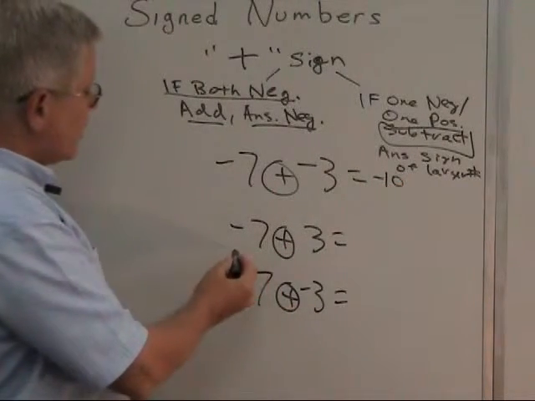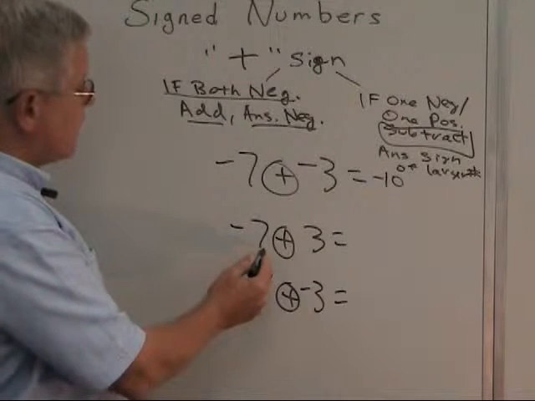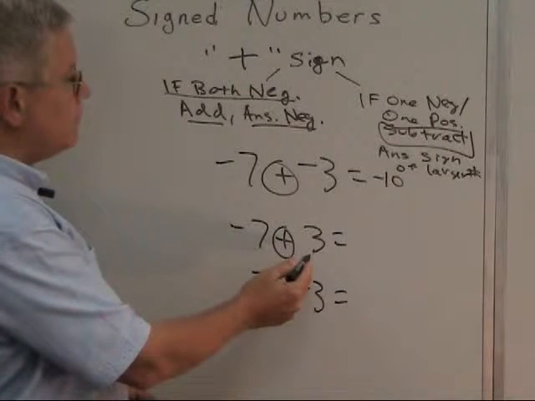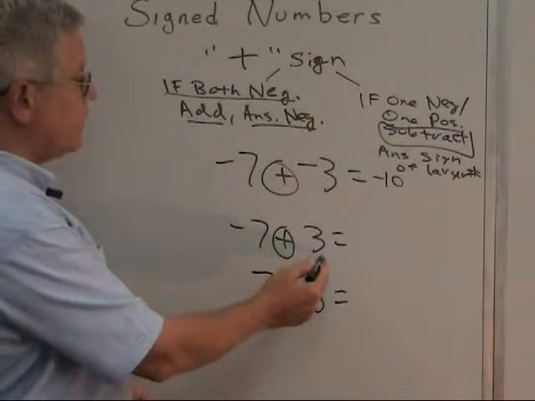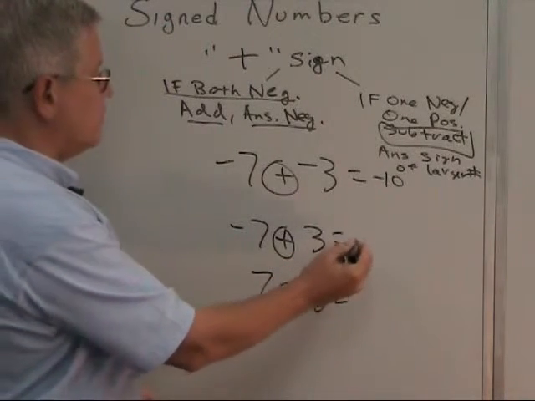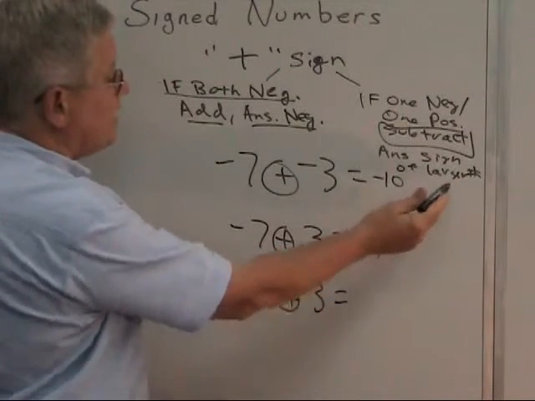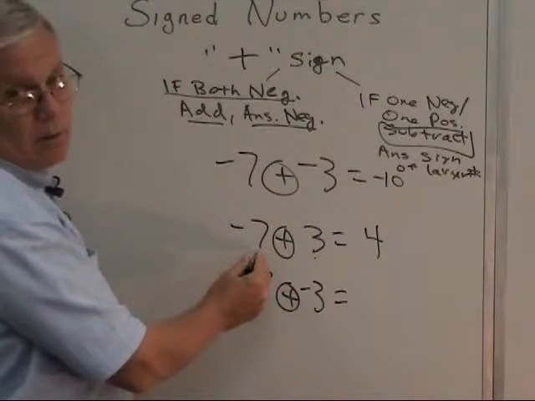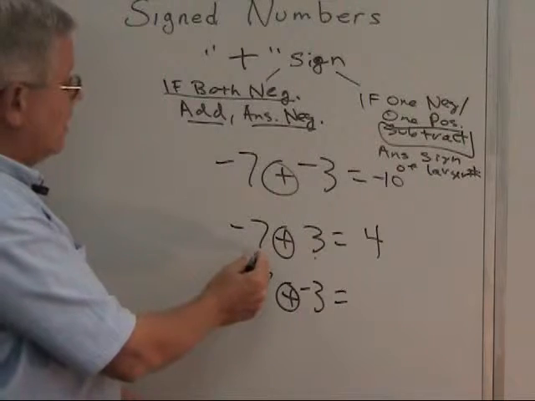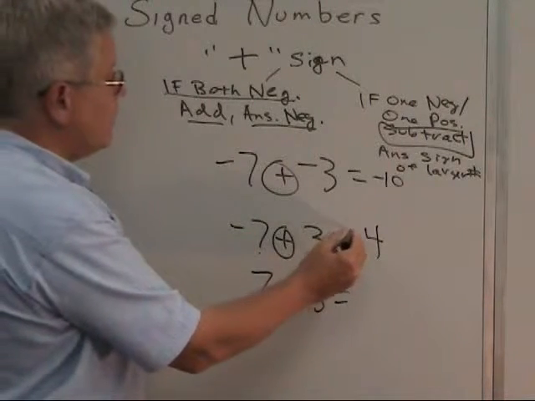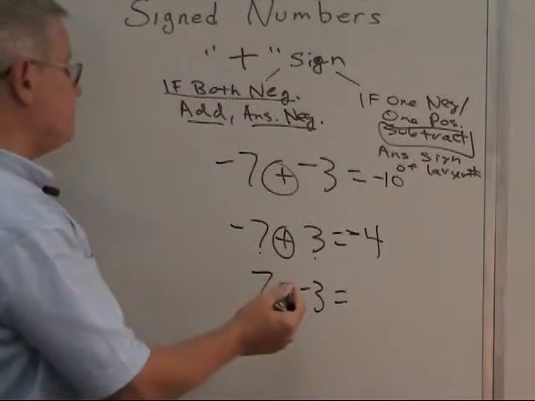On the other hand, look at our second example here. -7 plus 3. You have one negative, one positive. You subtract, that's 4. And your answer, you give the sign of the larger number, which was the 7, the absolute value of the larger one, negative. So it would be -4.